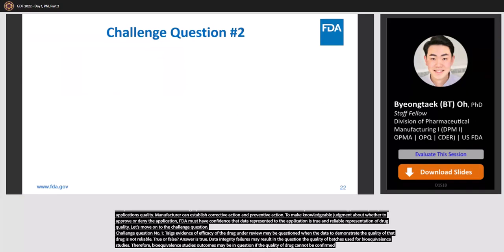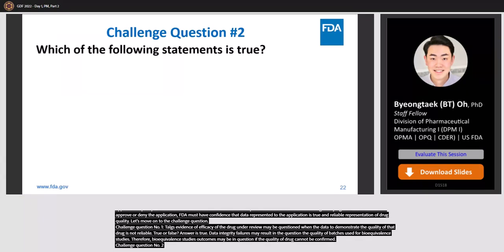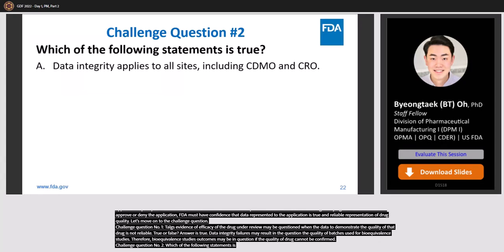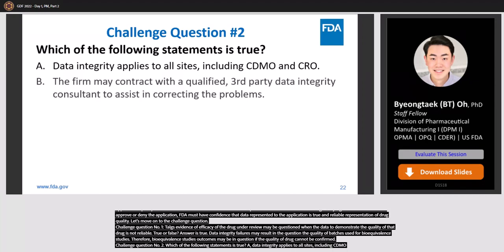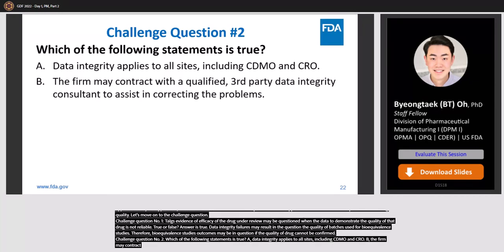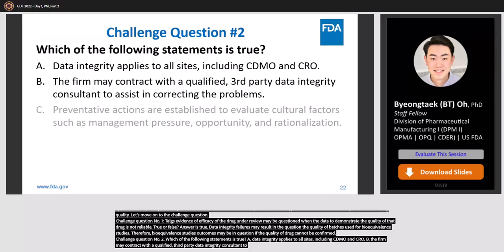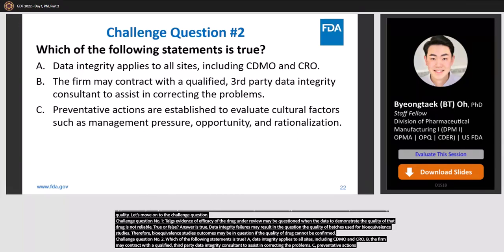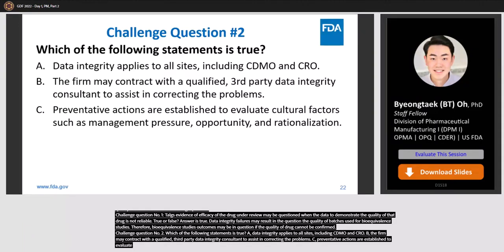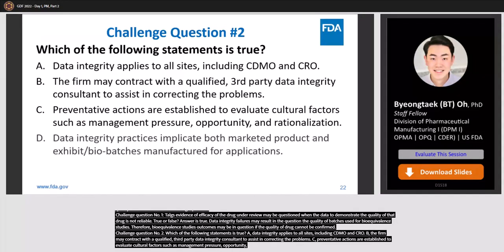Challenging question number 2. Which of the following statements is true? A. Data integrity applies to all sites, including CDMO and CRO. B. The firm may contract with a qualified third-party data integrity consultant to assist in correcting the problems. C. Preventative actions are established to evaluate cultural factors such as management pressure, opportunity, and rationalization.